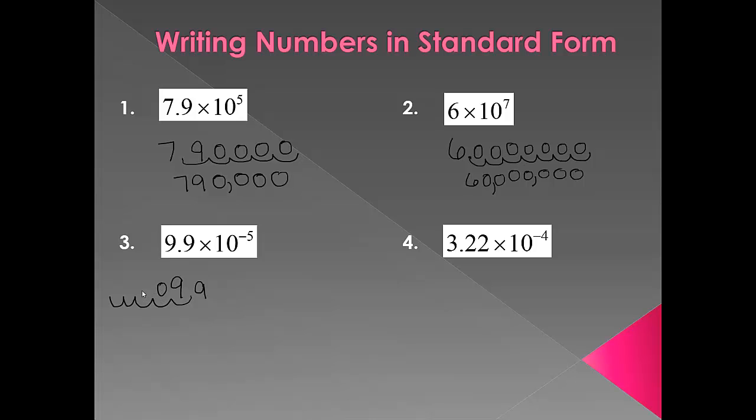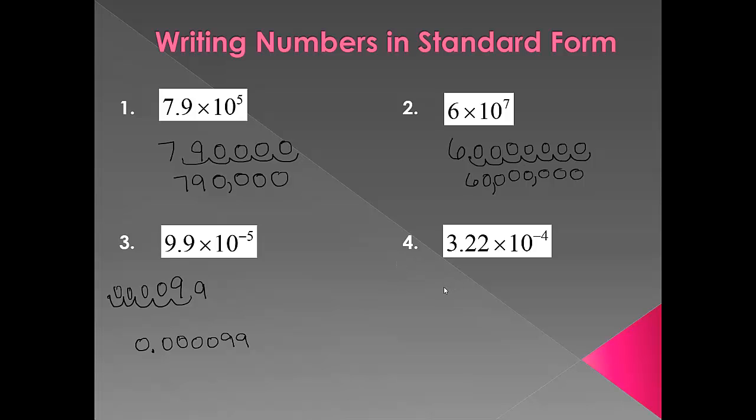So put our zeros in and our decimals in front. So now we're going to have 0.000099. We can also add a 0 in front of that decimal. And now we have 99 millionths.